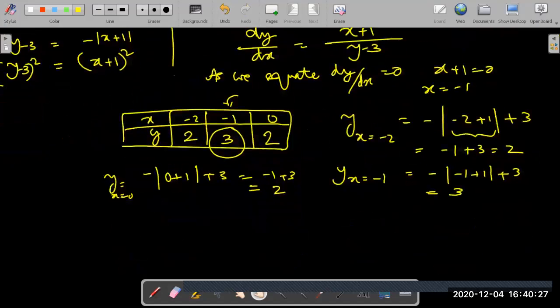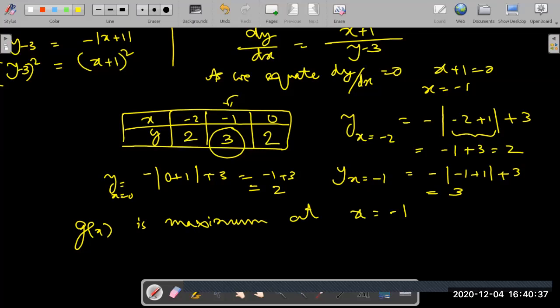So you got 3, which is higher than these two. Therefore, y is maximum, or g of x is maximum, at x equal to minus 1. And the maximum value, that means g of minus 1, equals 3. So that's how we have done these two questions.